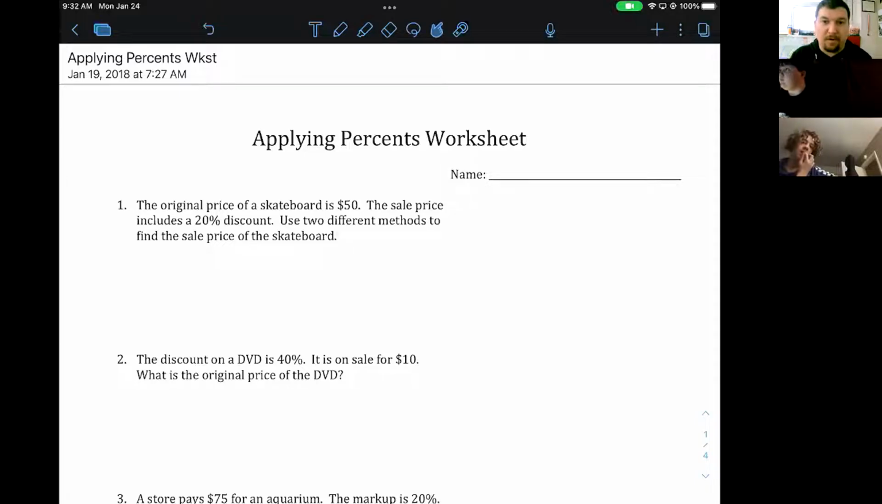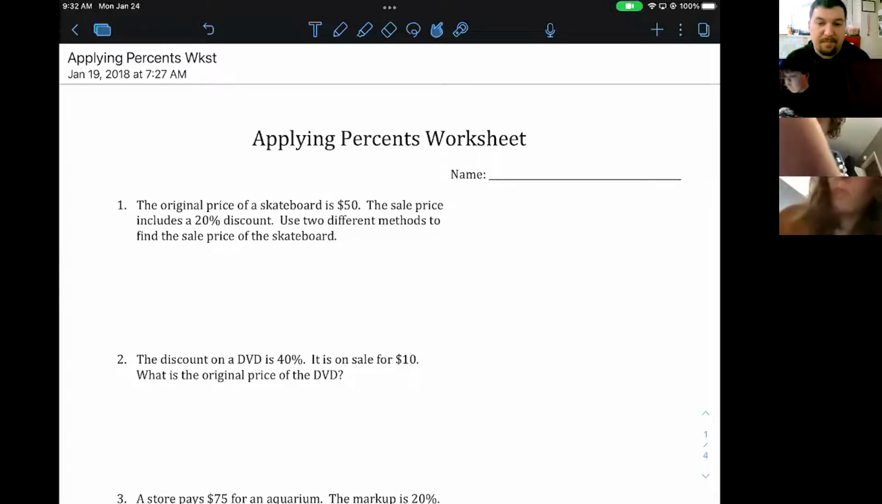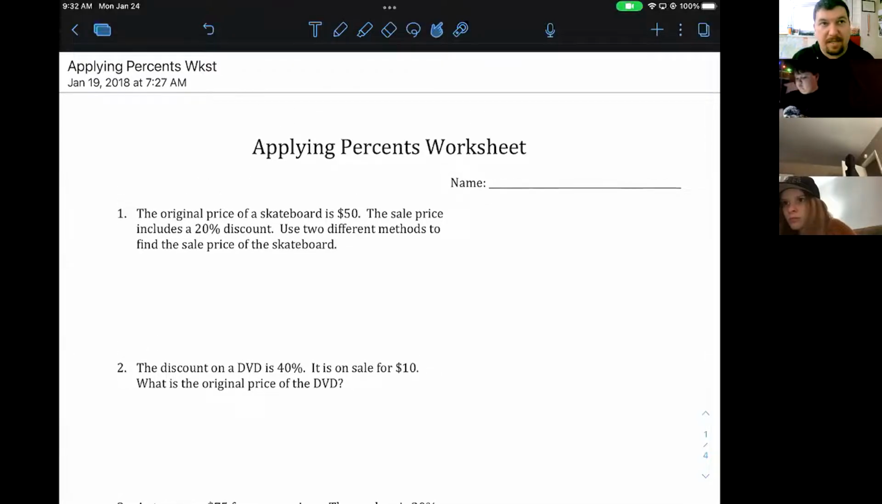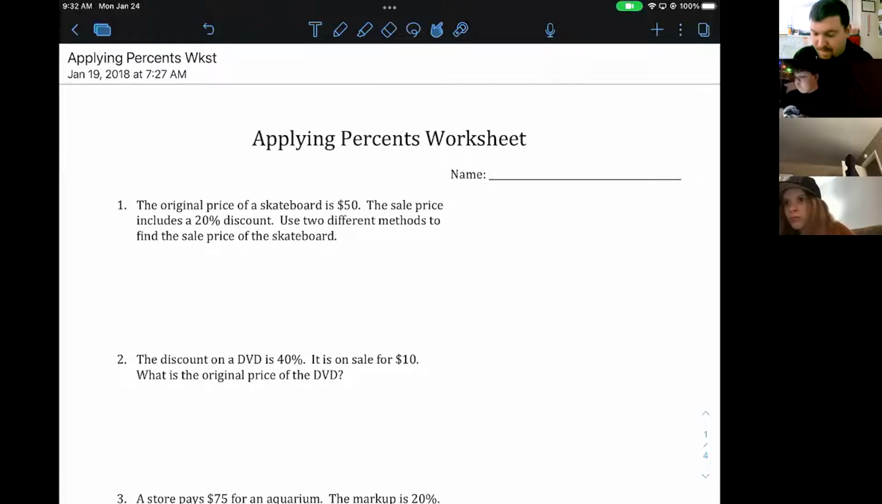All right, guys. So for today's class, we are going to review all the percent stuff we've been over, primarily the discounts, the markups, the percent change, things that we've been doing. So if you haven't yet, please download the applying percents worksheet that you see on my screen. This is on Google Classroom.